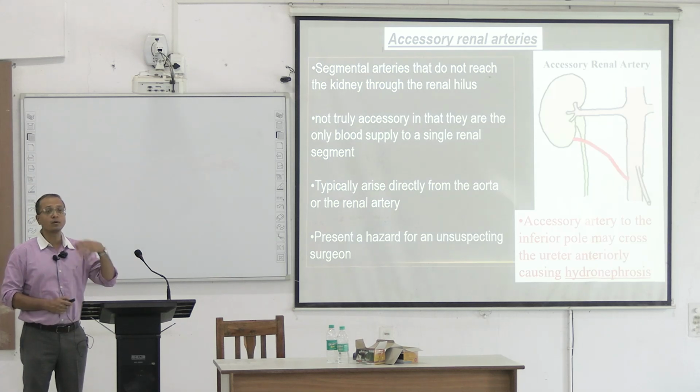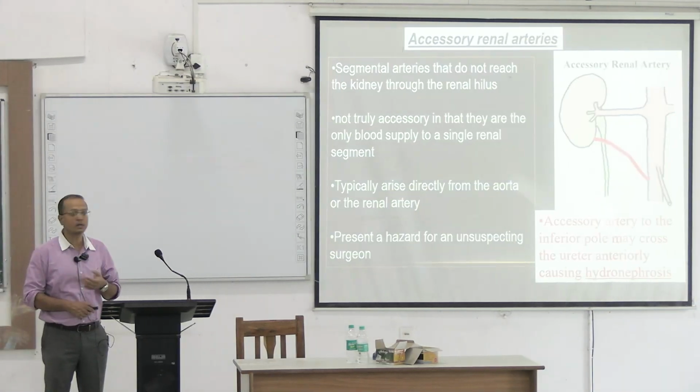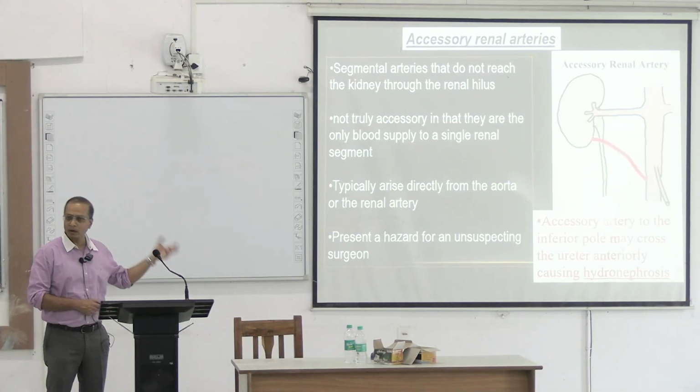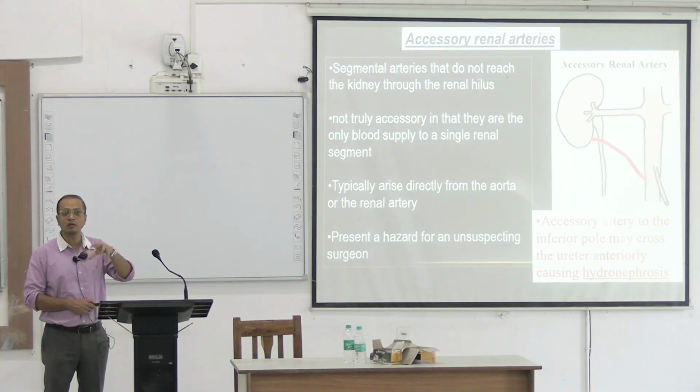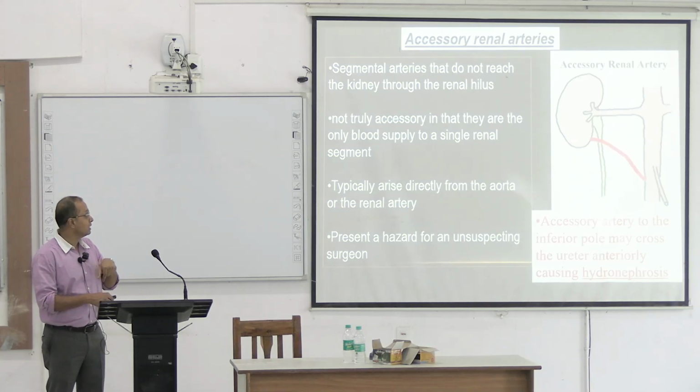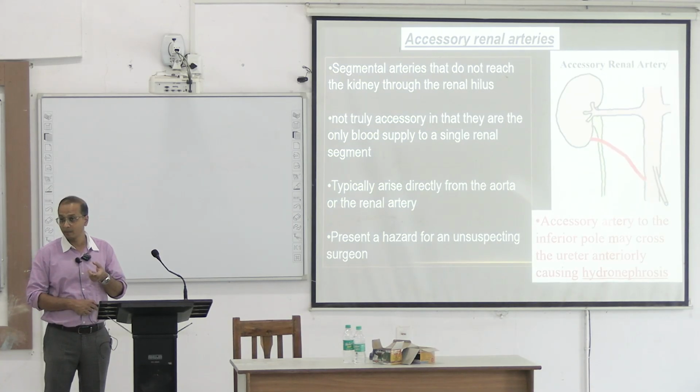During surgery, if you are not experienced enough and you are not expecting these accessory arteries, you open up the kidney to remove a renal stone and find an artery present in the lower pole which you did not expect, which could be a surprise during your surgery.